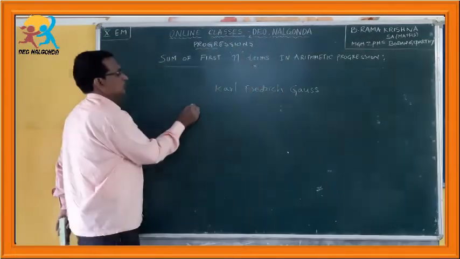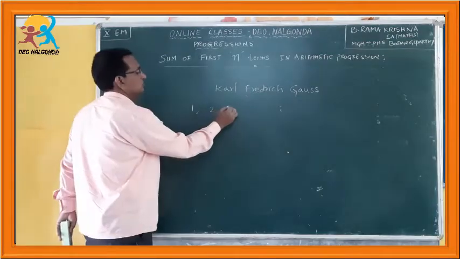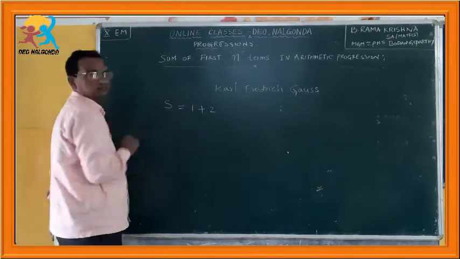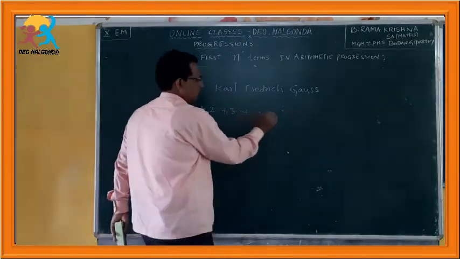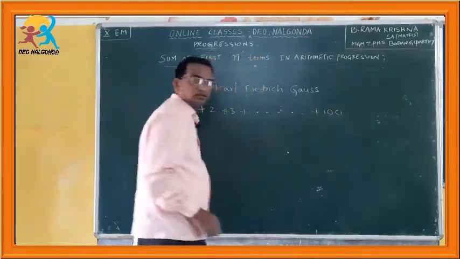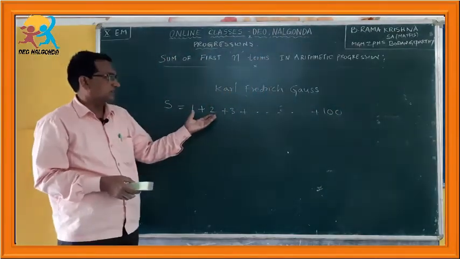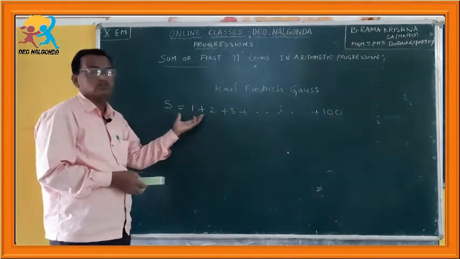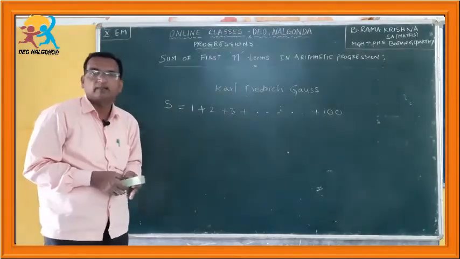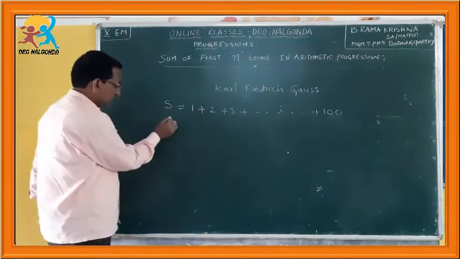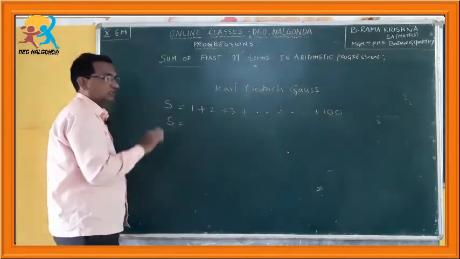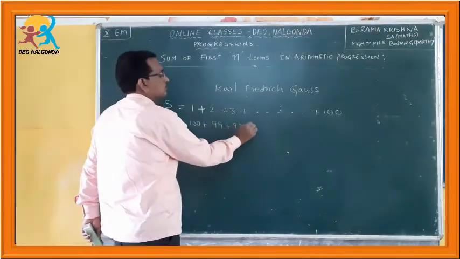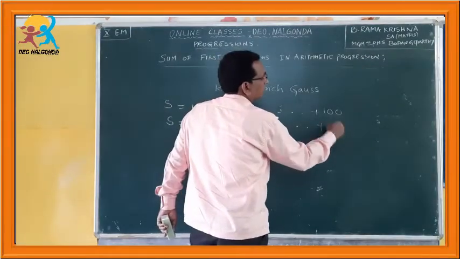Simple. Suppose you want the sum, let that be S. S is equal to 1, 2, 3, up to how many terms? You want the first 100 natural numbers, so shall I write S is equal to 1 plus 2 plus 3, like that, up to 100. What he did is, he wrote that same sum again in the reverse order: 100, 99, 98, and so on, down to 1.